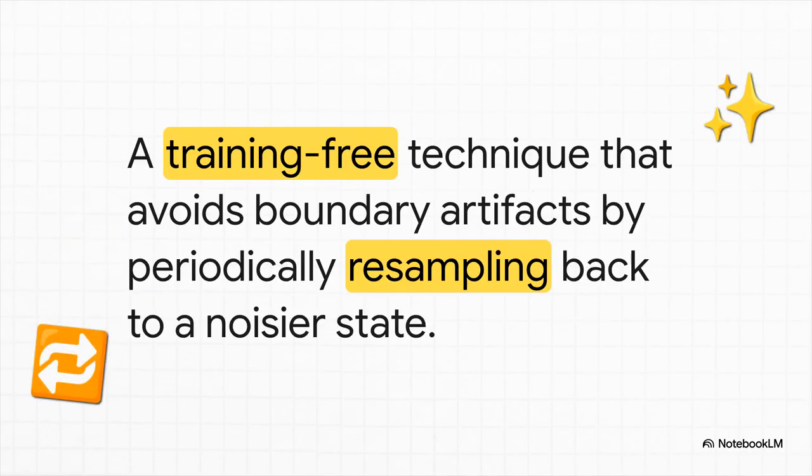But what if you're stuck? What if you don't actually have a specially trained 9-channel inpainting model available to you? Well, Repaint is your clever fallback. It's a totally training-free technique that uses a standard model. During the reverse denoising steps, it periodically resamples, so it literally jumps back to a noisier state occasionally to force the image to blend better, which significantly reduces those ugly edge seams.